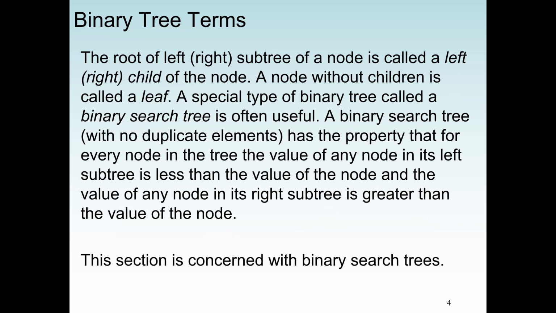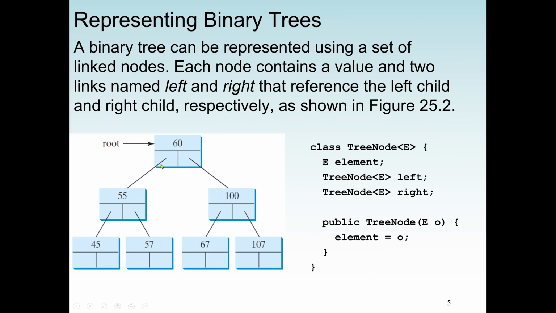And also we have a special type of binary tree called the binary search tree. And this is our main objective for these lectures. So a binary search tree with no duplicate elements has the property that for every node in the tree, the value of any node in its left subtree is less than the value of the node. And also the value of any node in its right subtree is greater than the value of the node. So in these lectures, again, we are more concerned with binary search tree concepts. So this is an example here. This is a binary search tree.